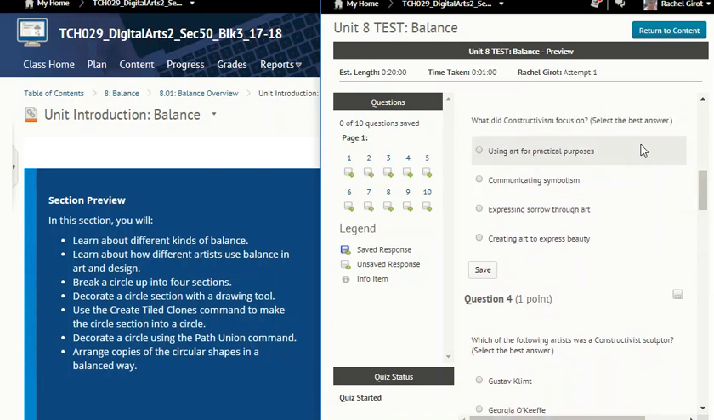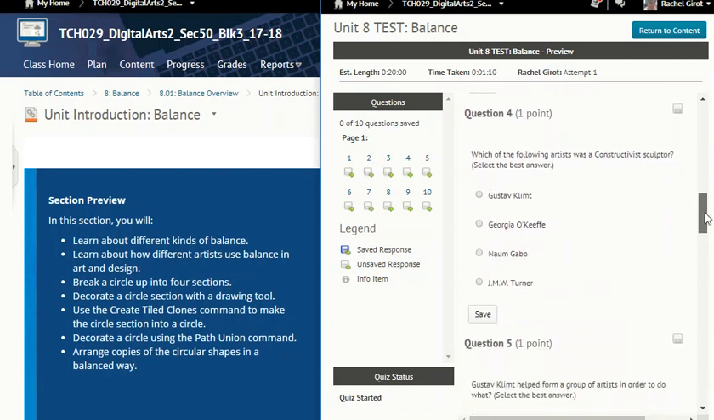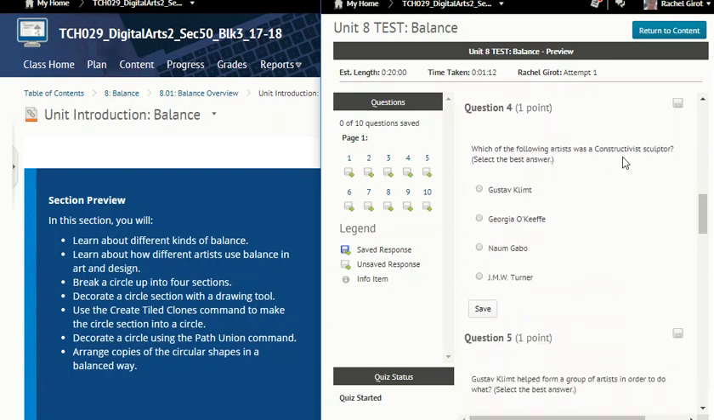What did constructivism focus on? Using art for practical purposes, communicating symbolism, expressing sorrow through art, creating art to express beauty? Question 4. Which of the following artists was a constructivist sculptor? Gustav Klimt, George O'Keeffe, Naum Gabo, or JMW Turner?